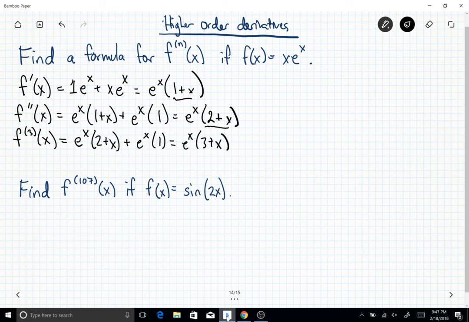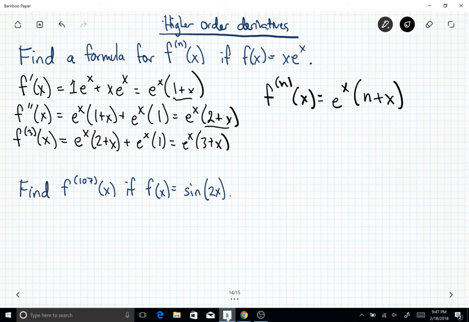And hopefully you can see the trend, right? And if not, that's okay. You just try a few more until you can catch it. But in this case, notice we have an e to the x with every derivative. And then what happens? Well, notice first derivative we had 1 plus x. Second derivative we had 2 plus x. Third derivative we had 3 plus x. Well, the nth derivative, what we'll have is just n plus x. And that's our final answer.